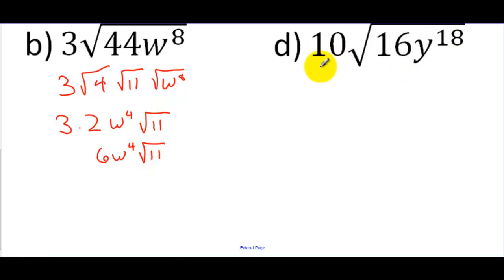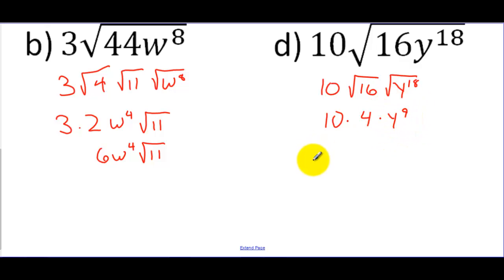Okay. Same thing in the second example, 10 square root of 16. I'm not going to break up because I know what the square root of 16 is. Right, the square root of y to the 18th. I also know that because I can cut this exponent in half. So this is going to simplify completely. The square root of 16 becomes 4. The square root of y to the 18th becomes y to the 9th. No more radical anymore because I performed the operation. So this is going to simplify into 40y to the 9th.